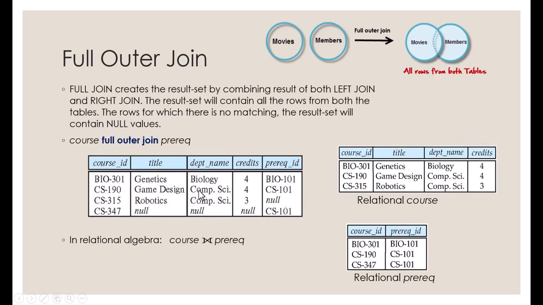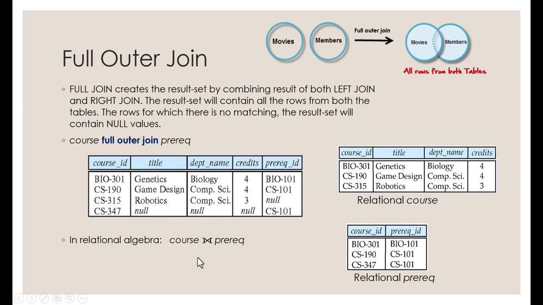And full outer join is both, right? So it's going to return every single row from both tables. Whether there's a match or not, it's still going to be listed. So Bio 301 and CS 190 are in both, so those will be listed. CS 315 is not here, but it'll still be listed. CS 347 is not in this table, but it'll still be listed. It's just that if there's no match, which were these last two rows, it'll just have null for those unknown values.